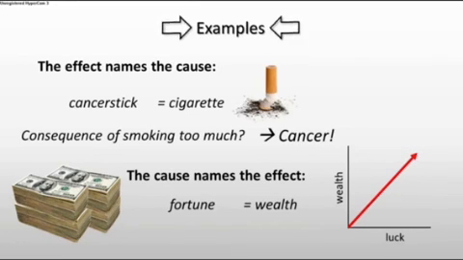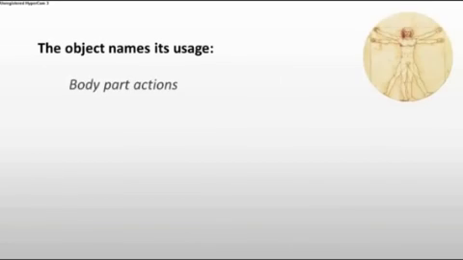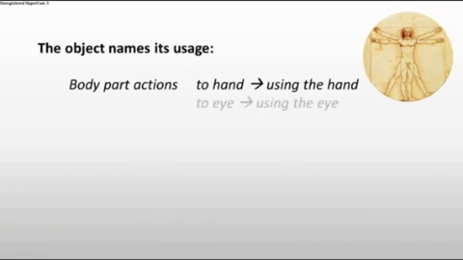Oh, need I mention that chain-smoking linguists don't know what a great fortune is? Go figure. Here are some other metonymy patterns. You can use an object to call its usage, which works perfectly well with body parts, because if you hand something in, what are you using for that? Or would you rather use your eye or your belly button to eye something?